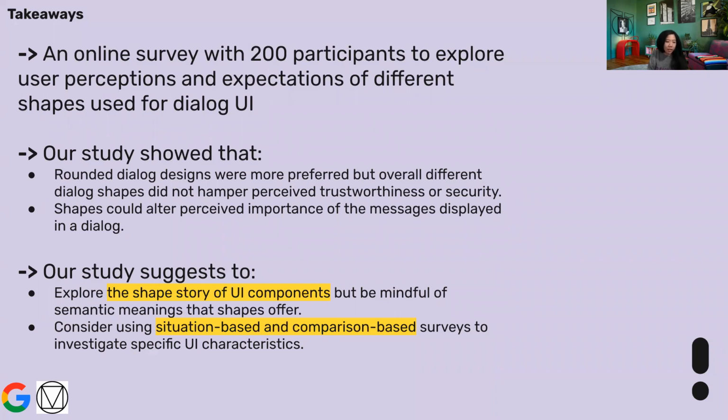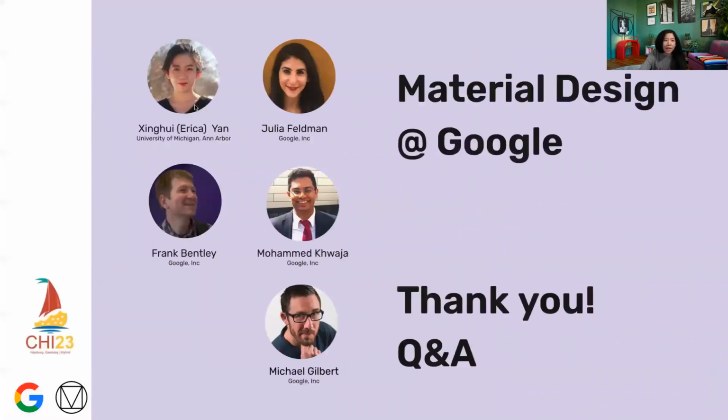Our study suggests to first explore the shape story of UI components, but be mindful of the semantic meanings that shapes offer. In terms of the study design, in the future, researchers may consider using situation-based and comparison-based surveys to investigate specific UI characteristics.